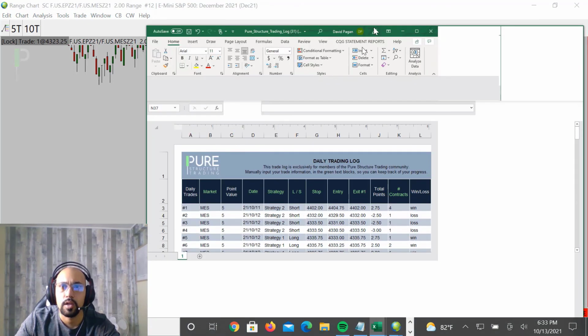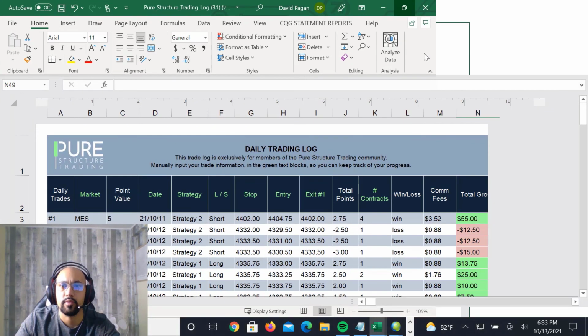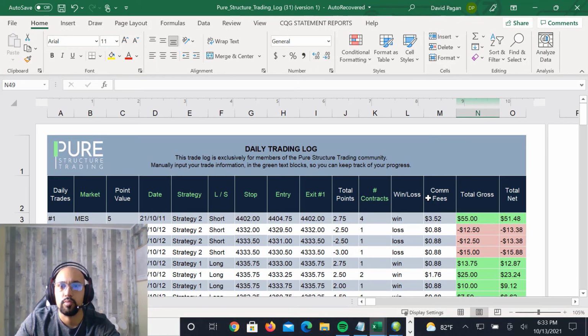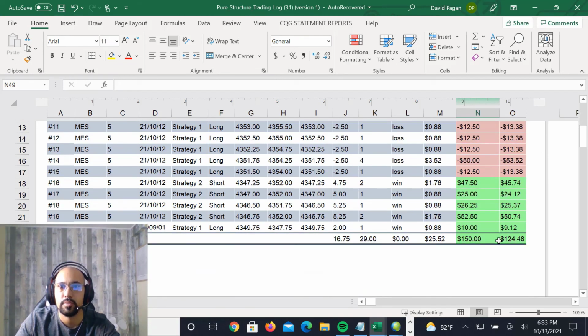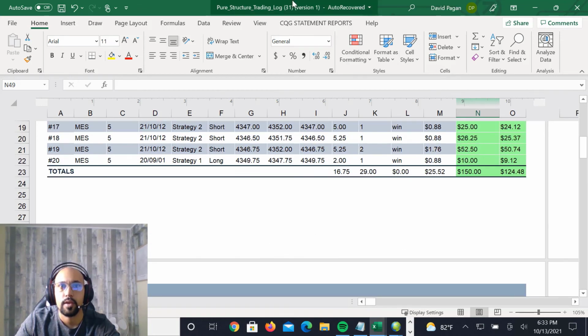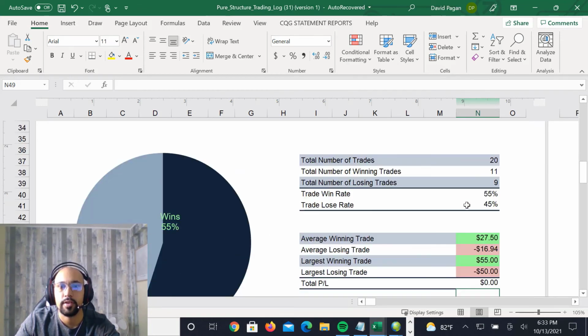So look at where we're currently at. I believe we have two, so we're going to go over what we're looking at, but you can see our lost trades 1, 2, 3, 4, 5, 6, 7, 8, 9. 9 losing trades and the rest of them winning trades. You can see after commission costs, we're sitting at 124.48 on this log that we have here.